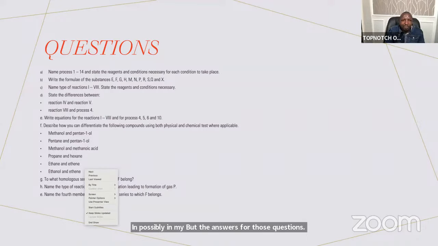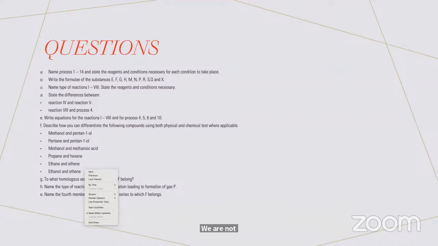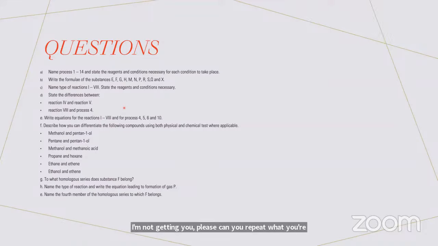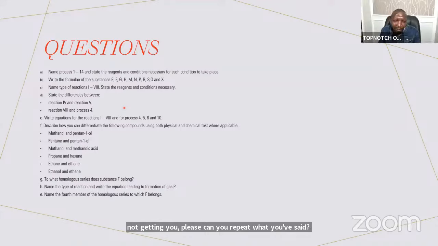So I think now that's okay. I think people are tired. If you are tired... We are not tired. Yes? We are tired. You're saying what? I was asking about the explanation between ethene and ethane. During the exams, most people wrote it and got it wrong. I'm not getting you, please. Can you repeat what you've said? Hello? Somebody was talking and disappeared.